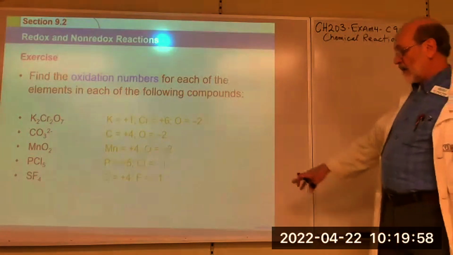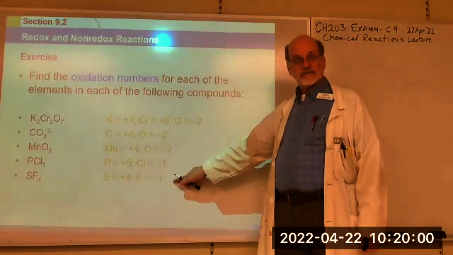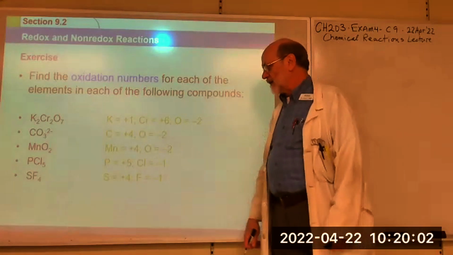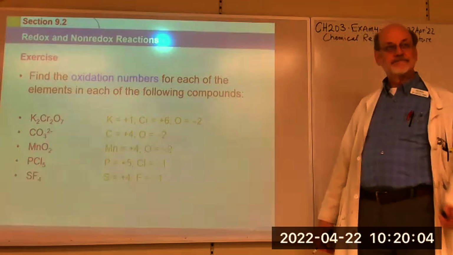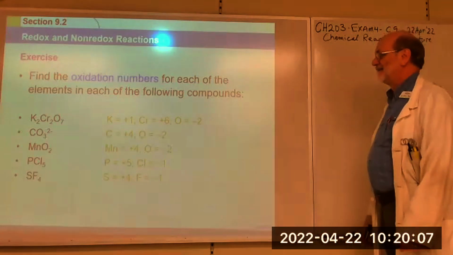This one we do the same thing, only we start with fluorine as -1. And then we calculate sulfur to be +4. All right.